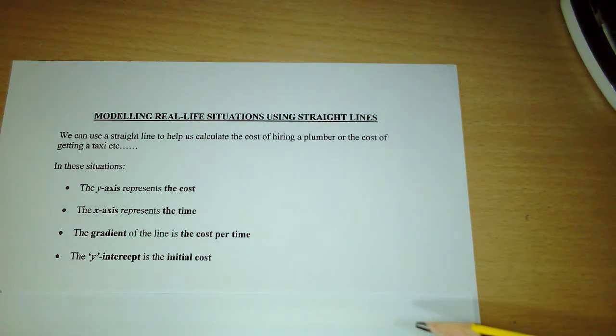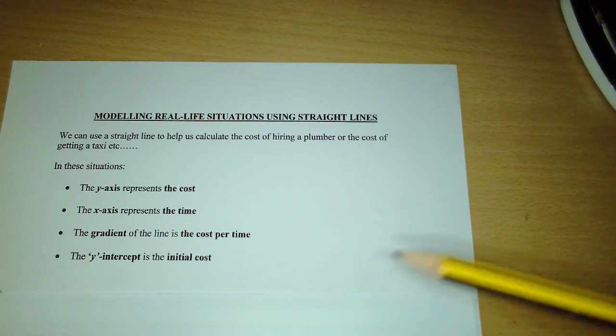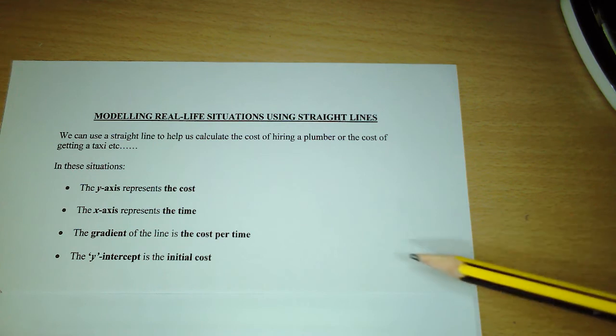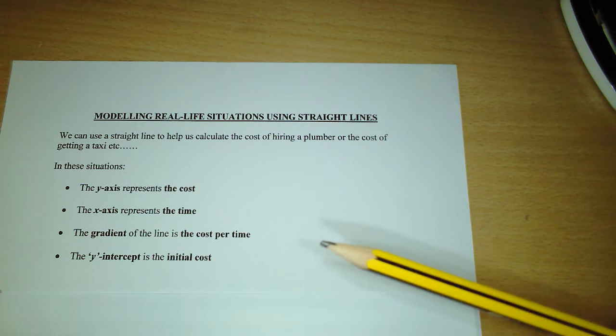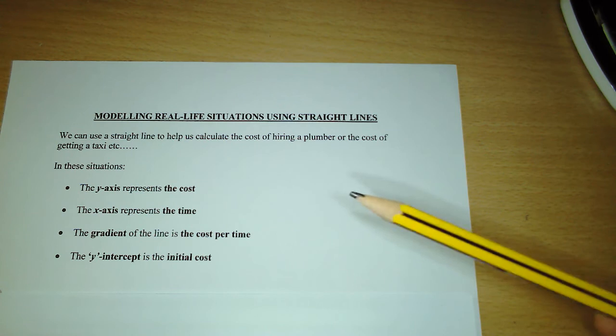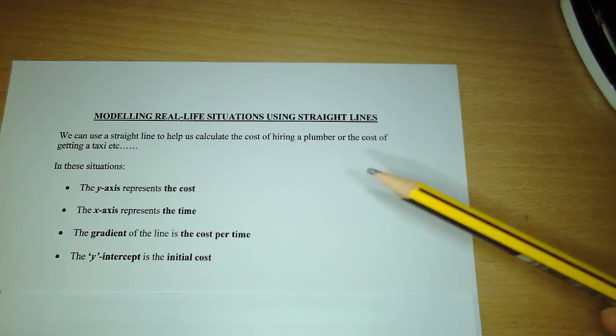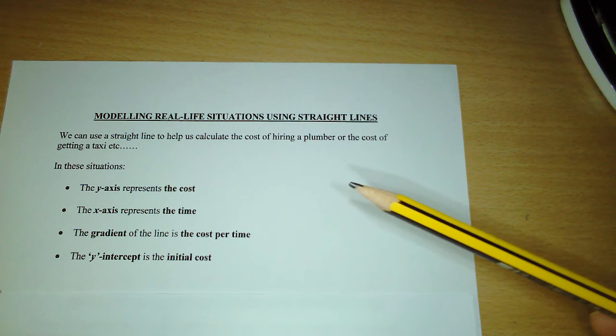We're now going to use straight lines to model real life situations. So a real life situation could be something like calling a plumber out to repair a pipe. For example, the plumber would charge you an upfront call-out fee, and then they would charge you an amount of money depending on how much time they had to spend repairing the pipe. So that would be an example of using a straight line to model a real life situation.